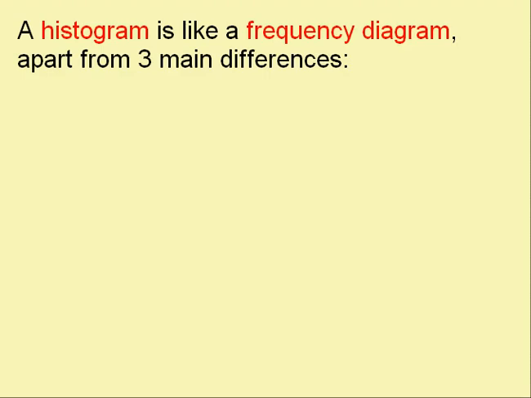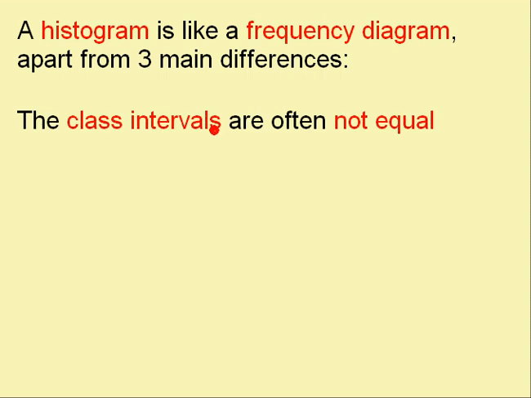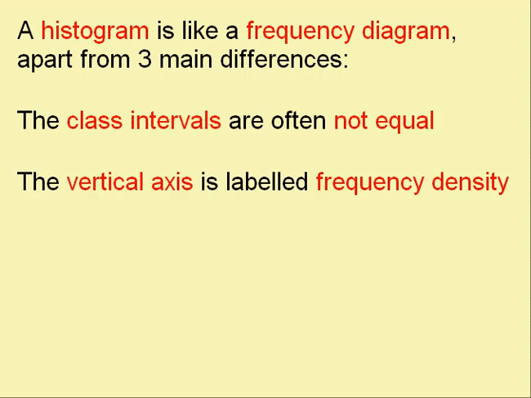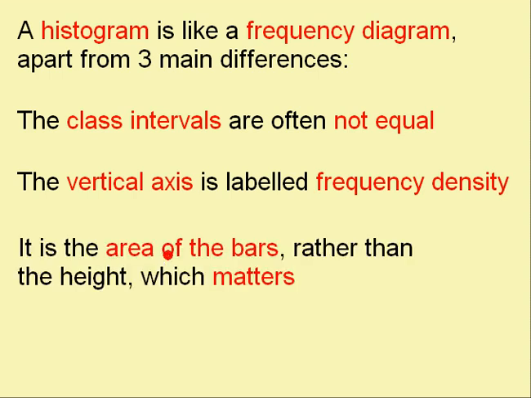In this clip, we're going to be looking at histograms. A histogram is very much like a frequency diagram, apart from three main differences. The class intervals are often not equal. The vertical axis is labelled frequency density rather than frequency. And it is the area of the bars rather than the height of them which matters.